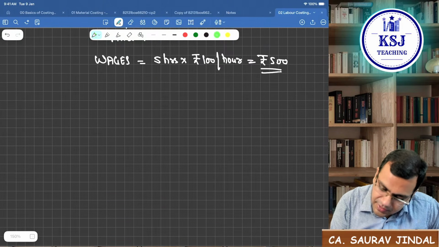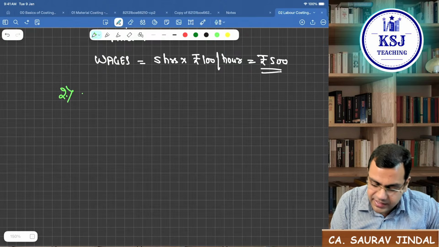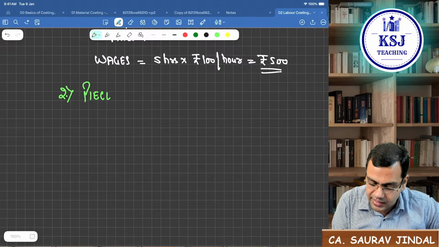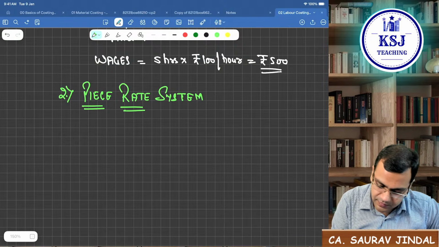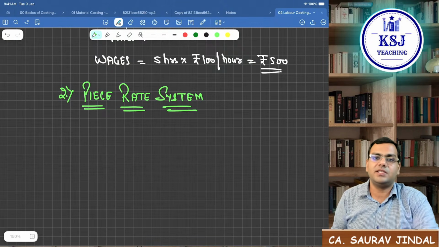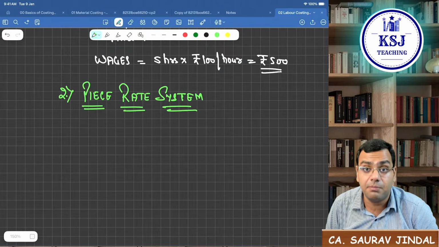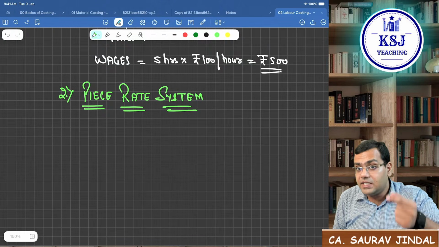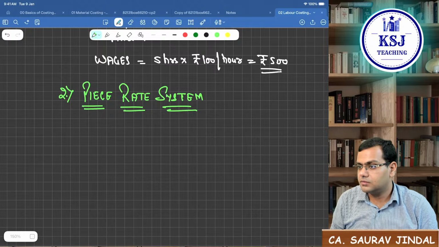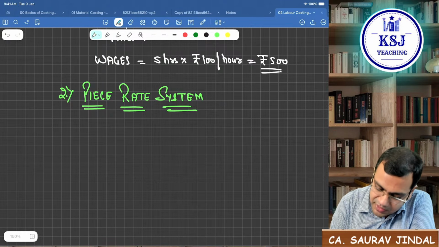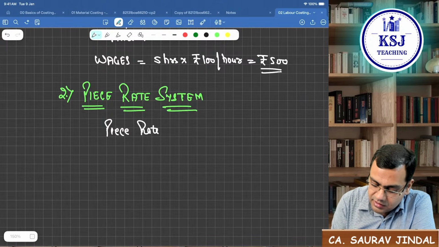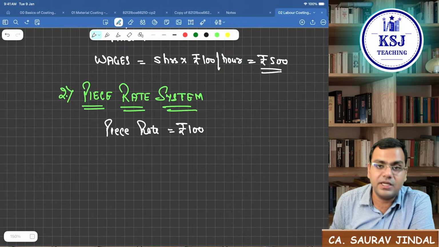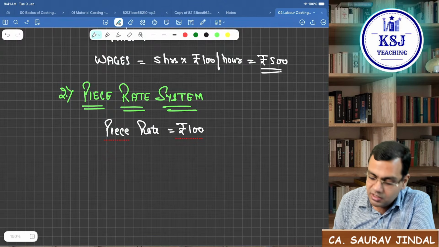Second system that we have is piece rate system. Now, what is this piece rate system? The payment of the wages will be dependent upon the number of units being manufactured by the worker, right? For example, we are saying to the worker, your piece rate is rupees 100, not the hourly rate. For every 1 unit that you are going to manufacture, we will pay you 100 rupees.